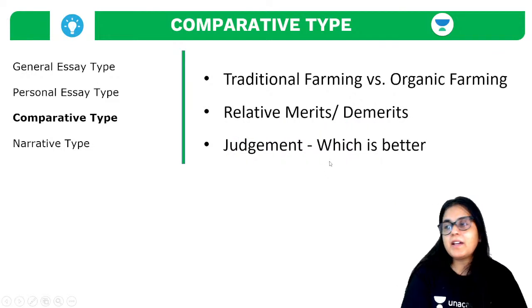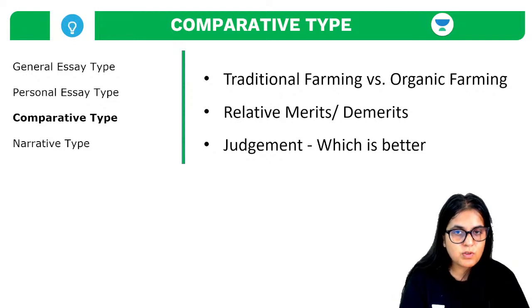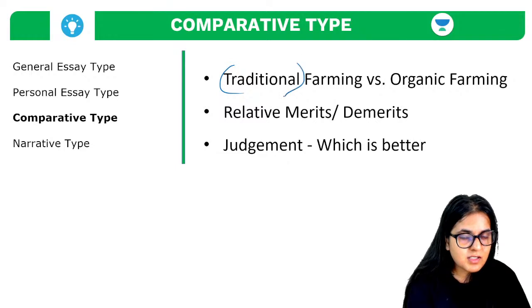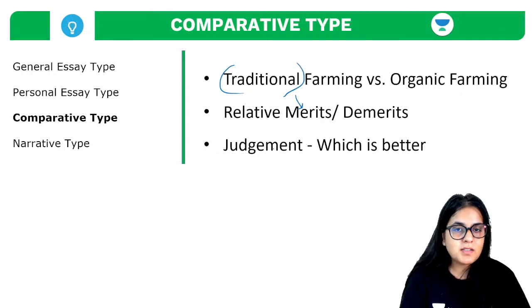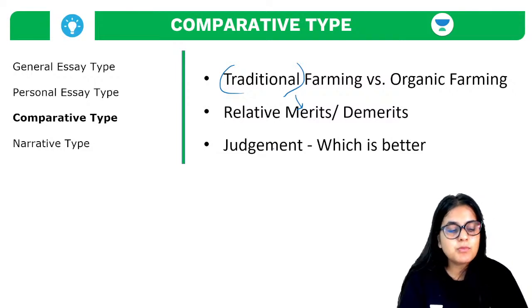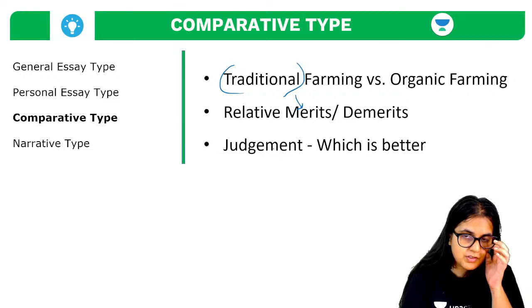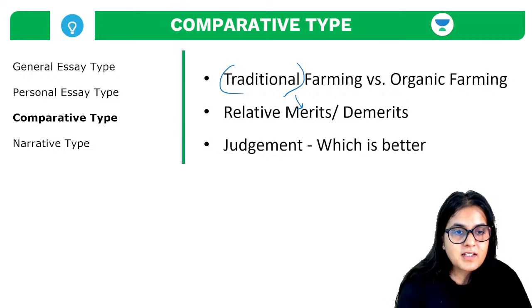For example, if it's a comparison between traditional farming and organic farming, the first sentence will introduce what traditional farming and organic farming are. Then you mention the relative merits and demerits, and then you arrive at a judgment as to which is better. Generally, if traditional farming is mentioned first in the opening sentence, the author would start with the merits and demerits of traditional farming first, and then come to organic farming. So always remember, according to the order in the opening sentence.